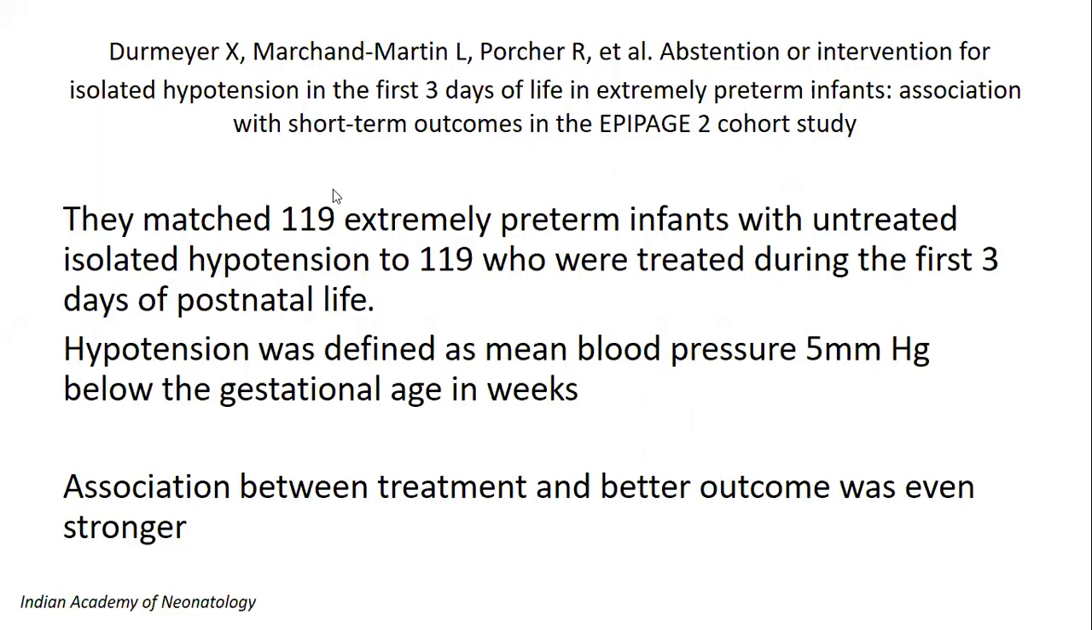So this is a study in Pediatrics. They have found out about isolated hypotension in the first 3 days of life and its association with short-term outcomes. It is an EPIPAGE-2 cohort study. They matched 119 extremely preterm infants with untreated isolated hypotension to 119 treated infants in the first 3 postnatal days. They defined hypotension as mean blood pressure 5 mm below the gestational age in weeks. So they found that the extremely preterm babies who have been treated properly for hypotension have good outcomes and the babies are better.